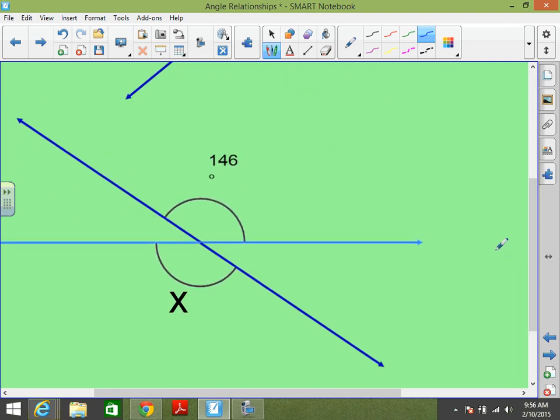Next, we have another pair of vertical angles. This angle here is 146. So what's this angle measure here? 146. They're congruent to each other. What if I tell you this angle measure here is 40 degrees? What's this one? 40 degrees. Okay, those are your vertical angles.